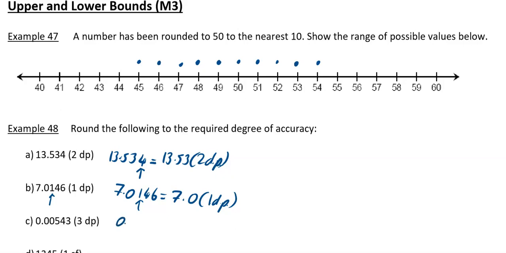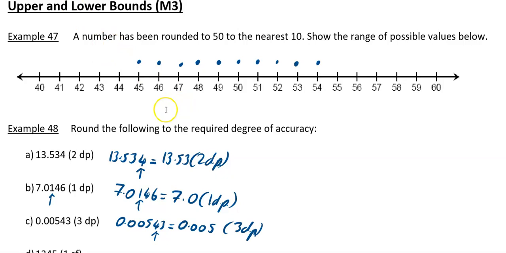Okay, next one. It was 0.00543. Just write it out and then say what it is equal to, to 3 dp. My third decimal place is a 5, so my fourth decimal place is a 4, and it's a check figure. So again, we round down. So that's what it's going to be, and that's to 3 dp.